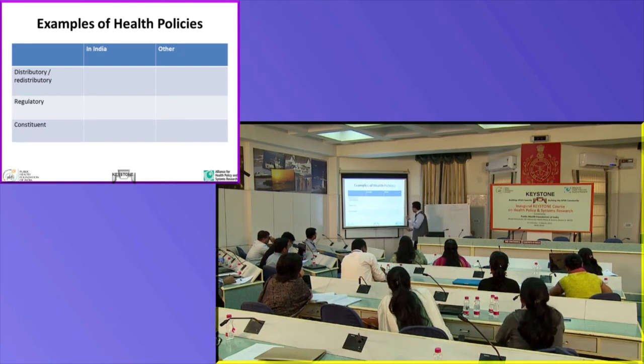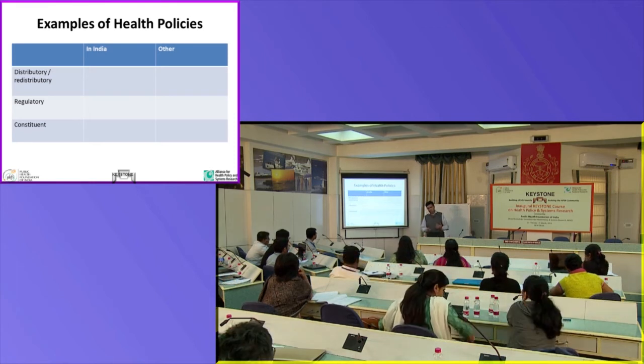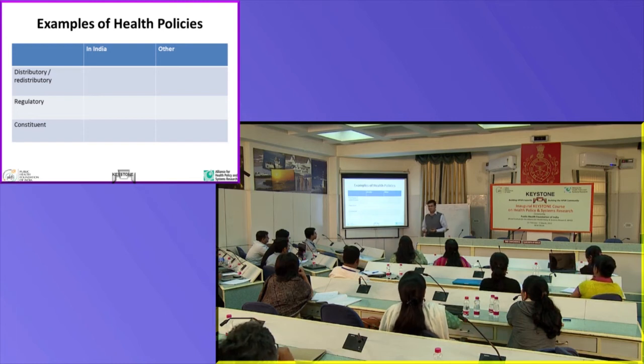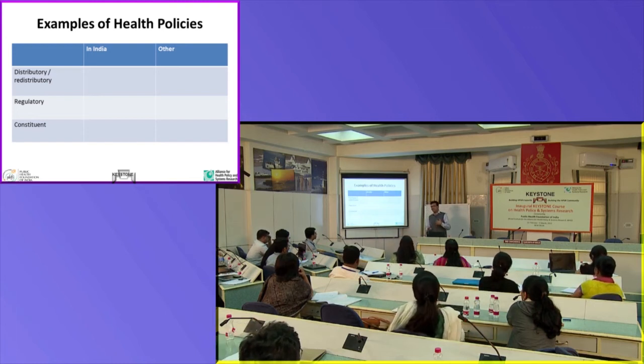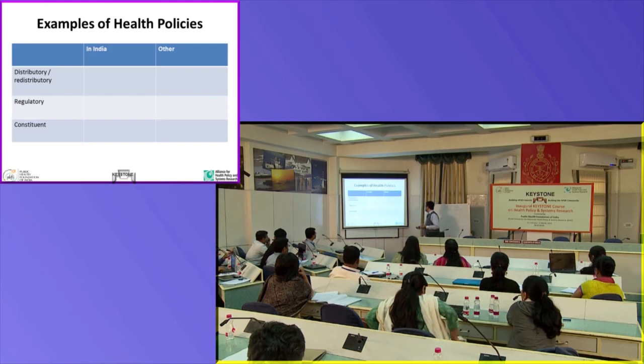And this is a fairly fundamental taxonomy of policies. So it's also important to be simple. When we're talking about complex issues such as policy, sometimes simplicity is important. We need a simple way of describing complexity.